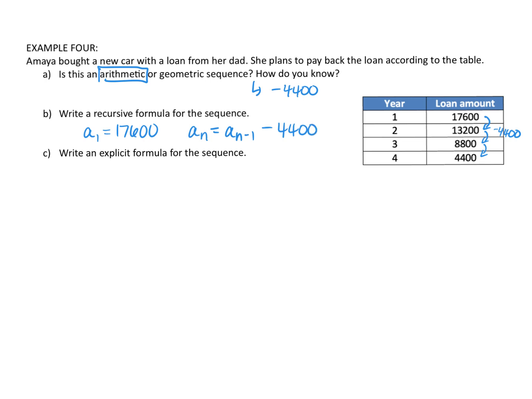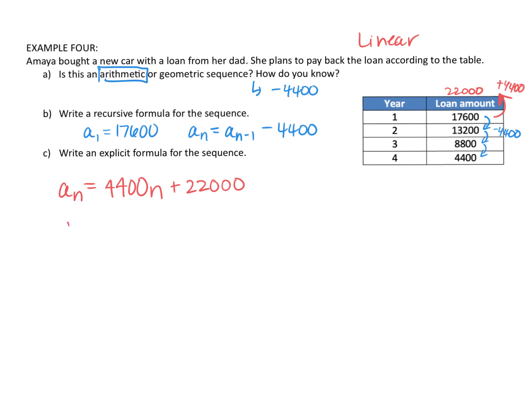The explicit rule, since it is arithmetic, you could write it 2 different ways. I like to do it like this. It's changing by 4,400 each time, so I'll put 4,400 n, and then I need to go back and get the y-intercept because it's like a linear function. I go back 4,400. Actually, if I add 4,400, do the opposite, I get 22,000. So I'm going to say plus 22,000. That would be my explicit formula.